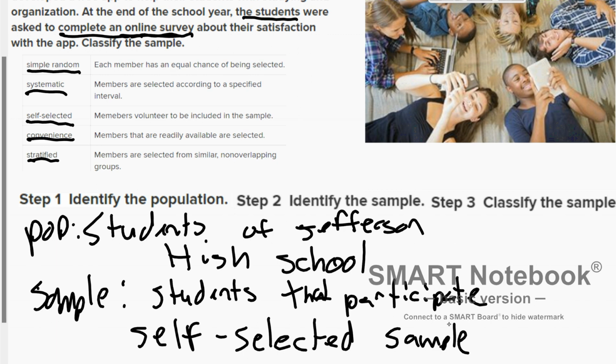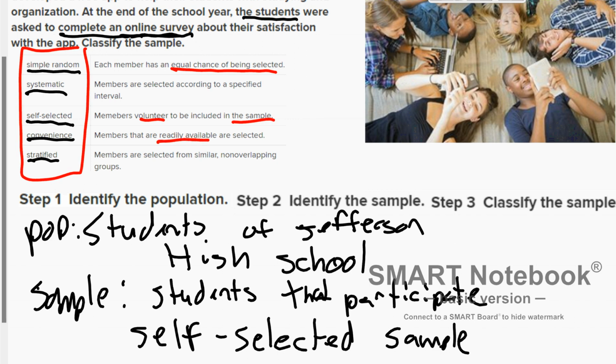So here are your options when you're asked to classify. A simple random sample is one with an equal chance for everybody, and that's what we want. That's the ideal. Systematic has a certain order to it. Self-selected means you volunteer to be in the sample. Convenience is where the people around you are available, or you sit on the sidewalk and ask whoever comes by to be in the sample. And stratified is selected in certain groups.